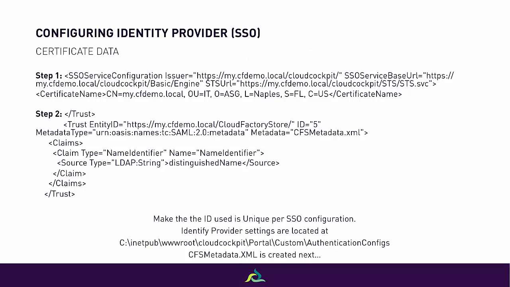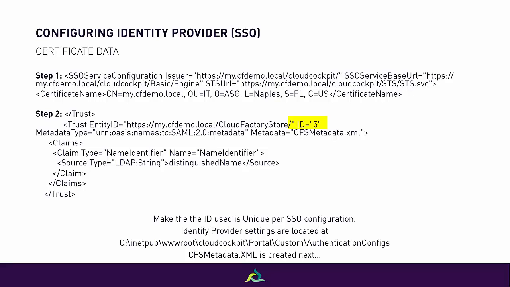And we will have to make sure we correct the issuer. So here we can see the name of my website, the service base URL, and the STC URL. And I have actually in the next slide a very easy way to match that information based upon the certificate that you have. Big trick here to make sure you do it right. On the certificate name, make sure this OU, O, L, S, and C are properly mapped. And the second step is you need to include a trust relationship and make sure the ID is unique for every identity provider you add.